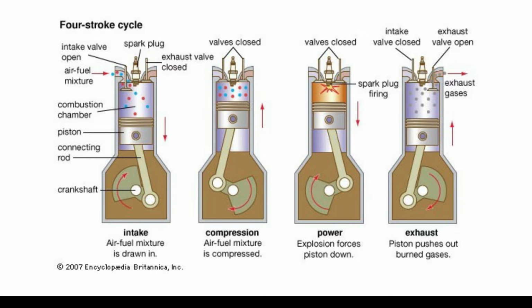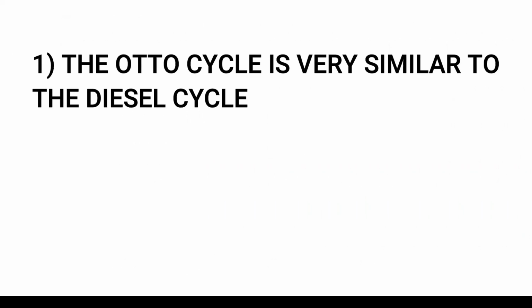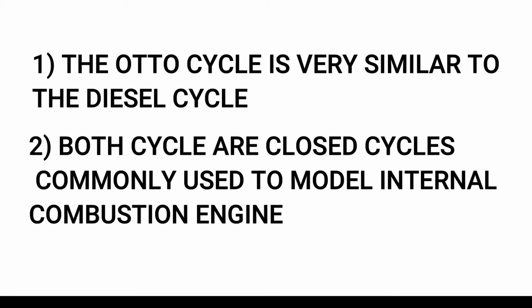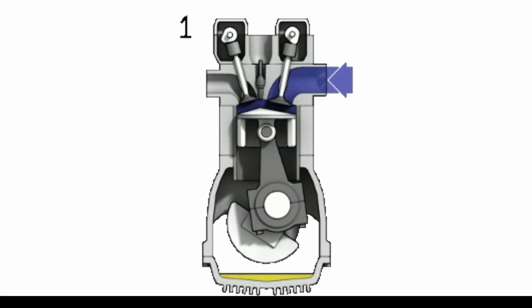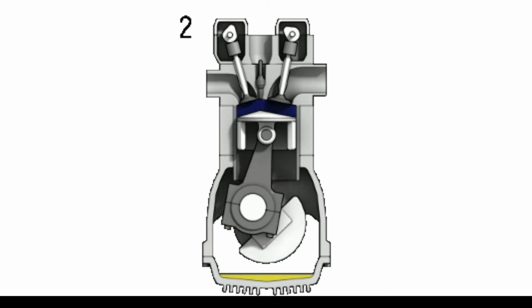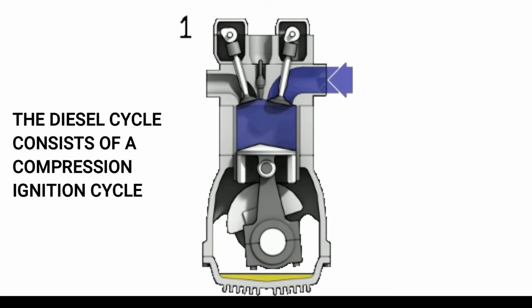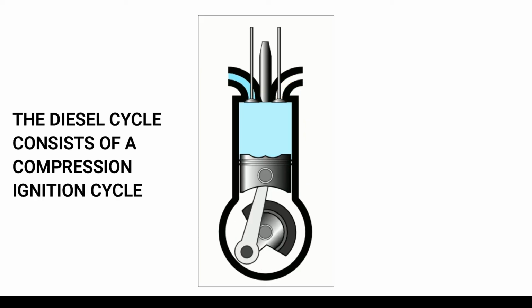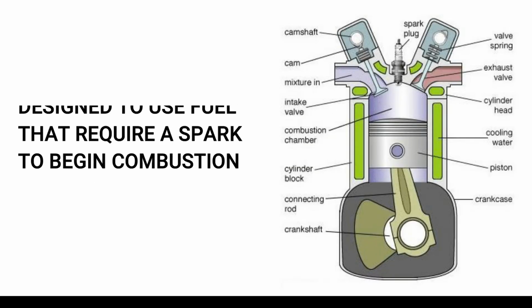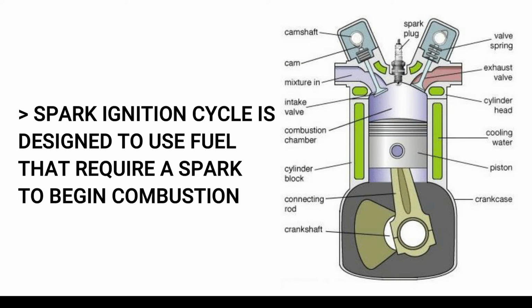A single cycle requires 2 revolutions of the crankshaft to complete. The Otto cycle is very similar to the diesel cycle. Both of these are closed cycles commonly used to model internal combustion engines. The difference between the two is that the Otto cycle is a spark ignition cycle, while the diesel cycle consists of a compression ignition cycle. A spark ignition cycle is designed to use fuels that require a spark to begin combustion.